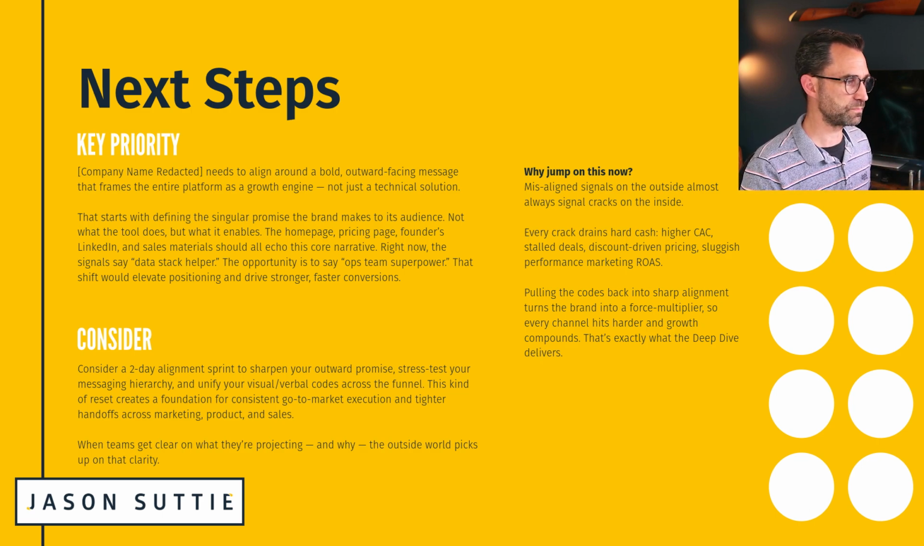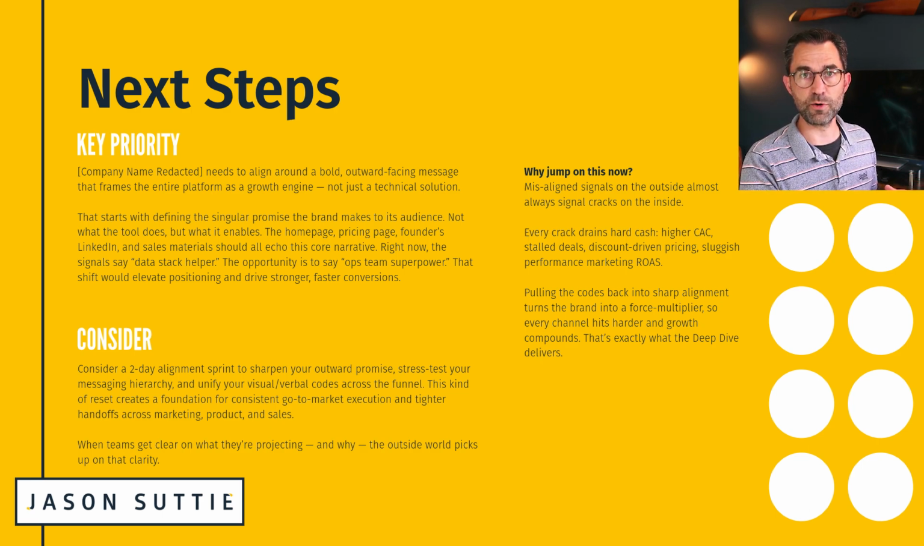I've added here that they should probably consider the quickest way to solve some of these problems is this sort of a 2-day alignment sprint. So something that will help them just sharpen up their outward promise. They can stress test their messaging hierarchy, and they can start to unify some of their visual and verbal codes across the funnels. I think this reset will help them realize how inconsistent the different departments and the different teams are being. And when the team gets clear on what they're projecting and why, I think the outside world and their customers really pick up on that clarity. And that just makes it so much easier to understand who they are and how they present and what their brand is to a degree.